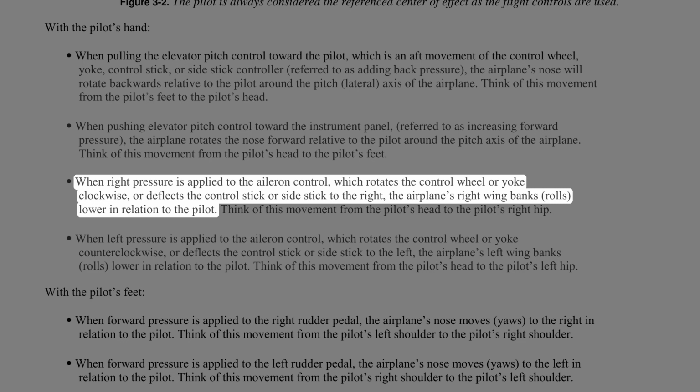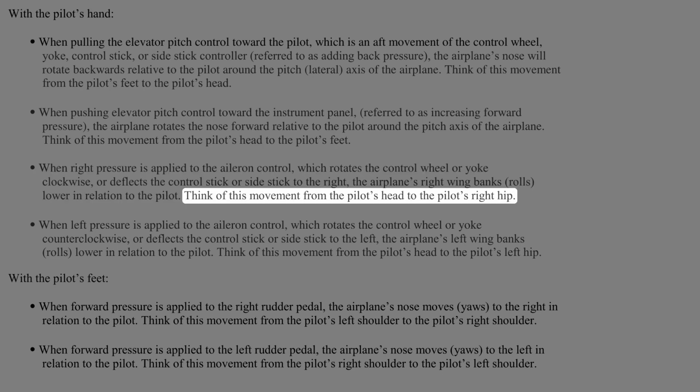When right pressure is applied to the aileron control, which rotates the control wheel or yoke clockwise, or deflects the control stick or side stick to the right, the airplane's right wing banks, rolls, lower in relation to the pilot. Think of this movement from the pilot's head to the pilot's right hip.